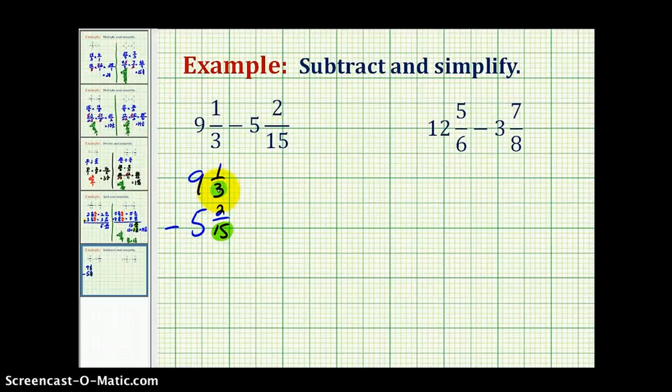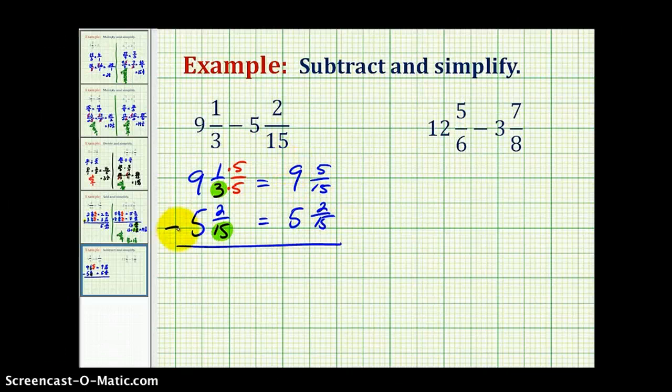So to rewrite 1/3 with the denominator of 15, we'll multiply the denominator by 5 as well as the numerator, which is like multiplying by 5 over 5. Now let's go ahead and rewrite this. We're going to have 9, and this will be 5/15, and we'll leave 5 2/15 the same.